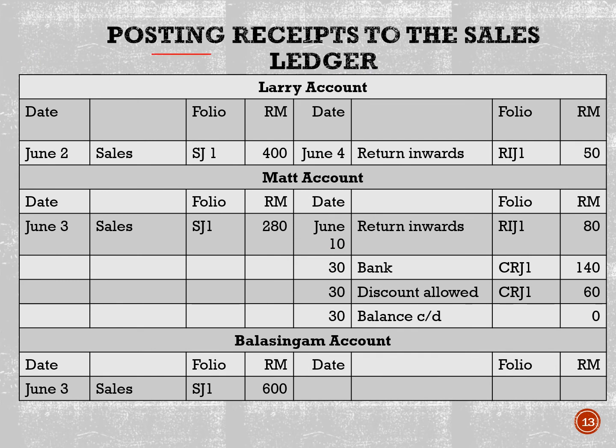And then this one posting receipt to the sales ledger. Sebab receipt kan, bila cash receipt maksud dia kita jual barang. Bila jual barang kita kena update dalam account orang yang kita jual tu. So this one kita ada bayar pakai bank 140, discount allowed 60 ringgit, and the balance should be the same. Maksud dia this one plus this one plus this one akan dapat 280. So the balance of CD became to 0.